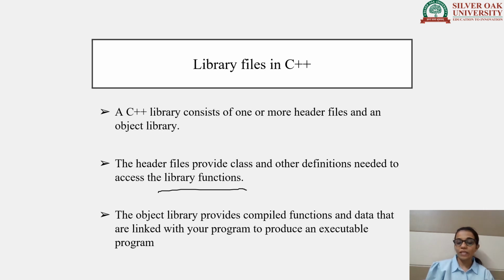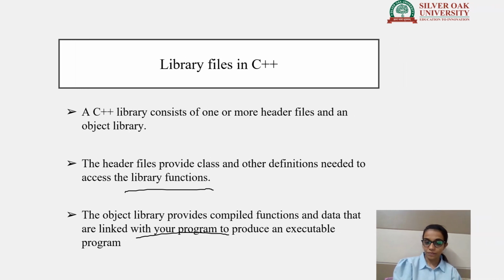The object library provides compiled functions and data that are linked with our program to produce an executable program. If I am writing a function which is in the library files, this file will give the compiler the instruction that it has to compile this function from the library file and execute it in our program. So these are the uses of library files in C++. With the help of this, we don't have to create the predefined functions which are already there in our library files.